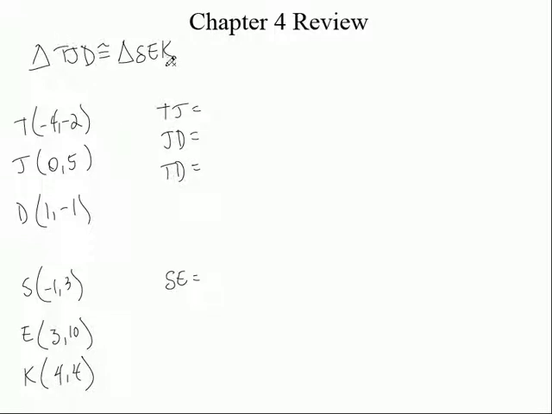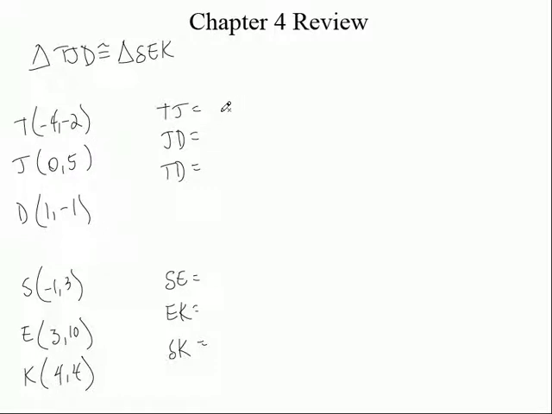So if I find JD, that would be the same as EK. If I find TD, that would be the same as SK. So what I'm trying to do is find the lengths of these sides. If I can show that TJ is actually equal to SE, then that's one side that's equal to each other, right? If I can show this second side equal to this second side, that's 2 sides that are equal. If I can show that this one is equal to this one, that's 3 sides that are equal. So if all 3 sides of one triangle equal 3 sides of another triangle, guess what's true about the triangles? They're congruent triangles, okay?